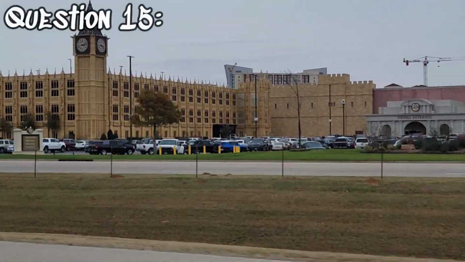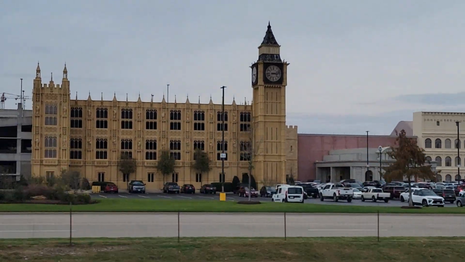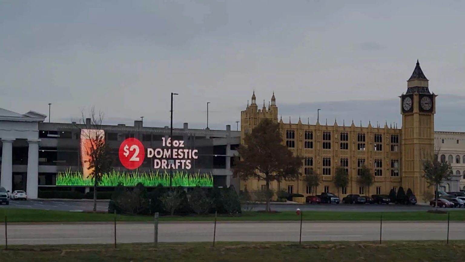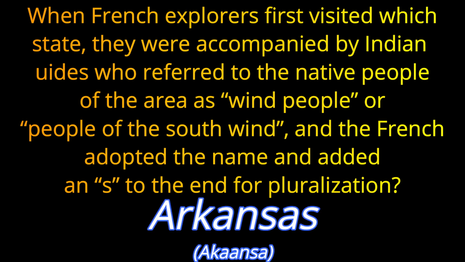Question 15. When French explorers first visited which state, they were accompanied by Indian guides who referred to the native people of the area as Wind People, or People of the South Wind, and the French adopted the name and added an S to the end for pluralization. That state is Arkansas.